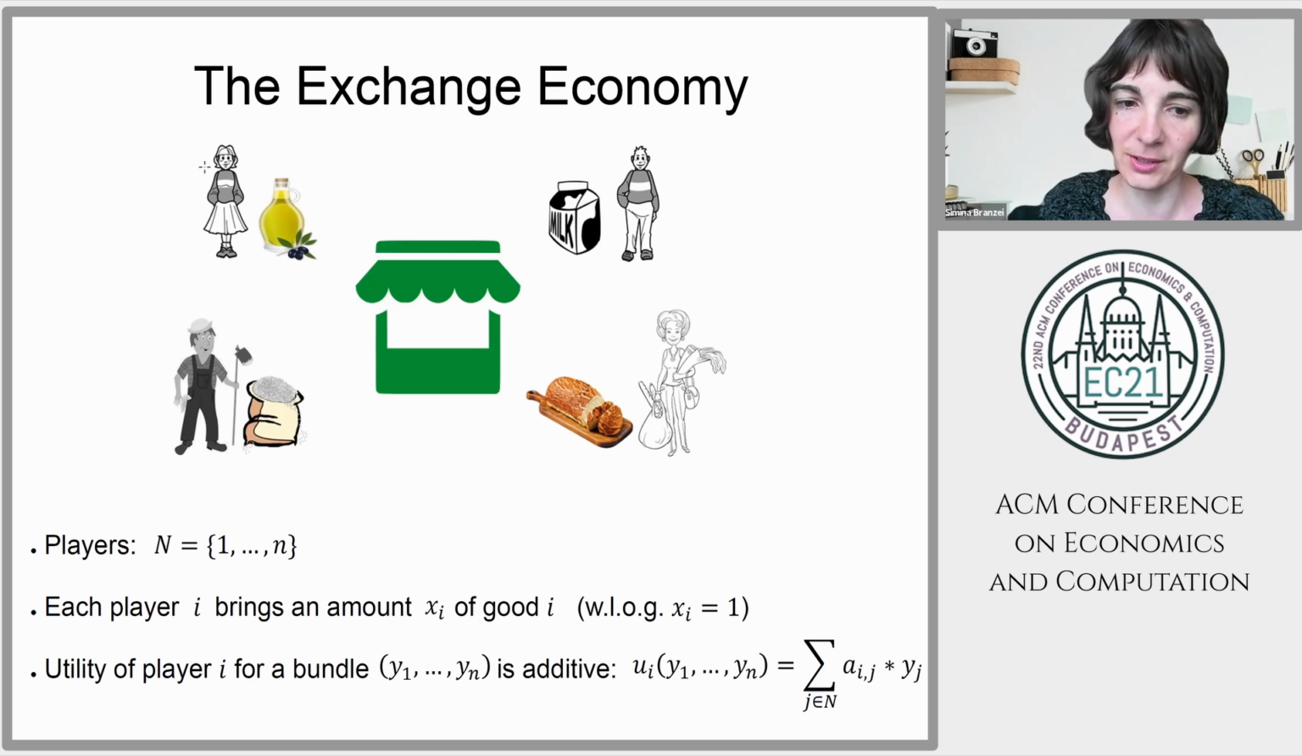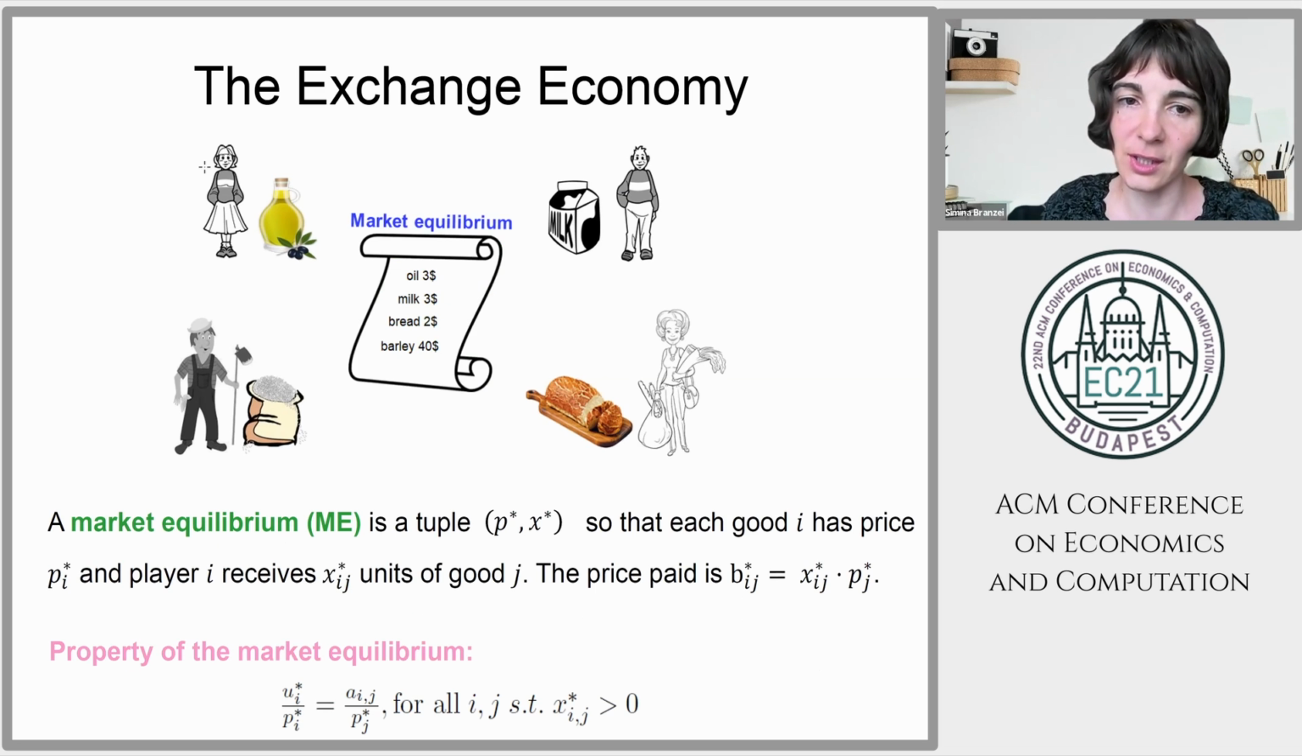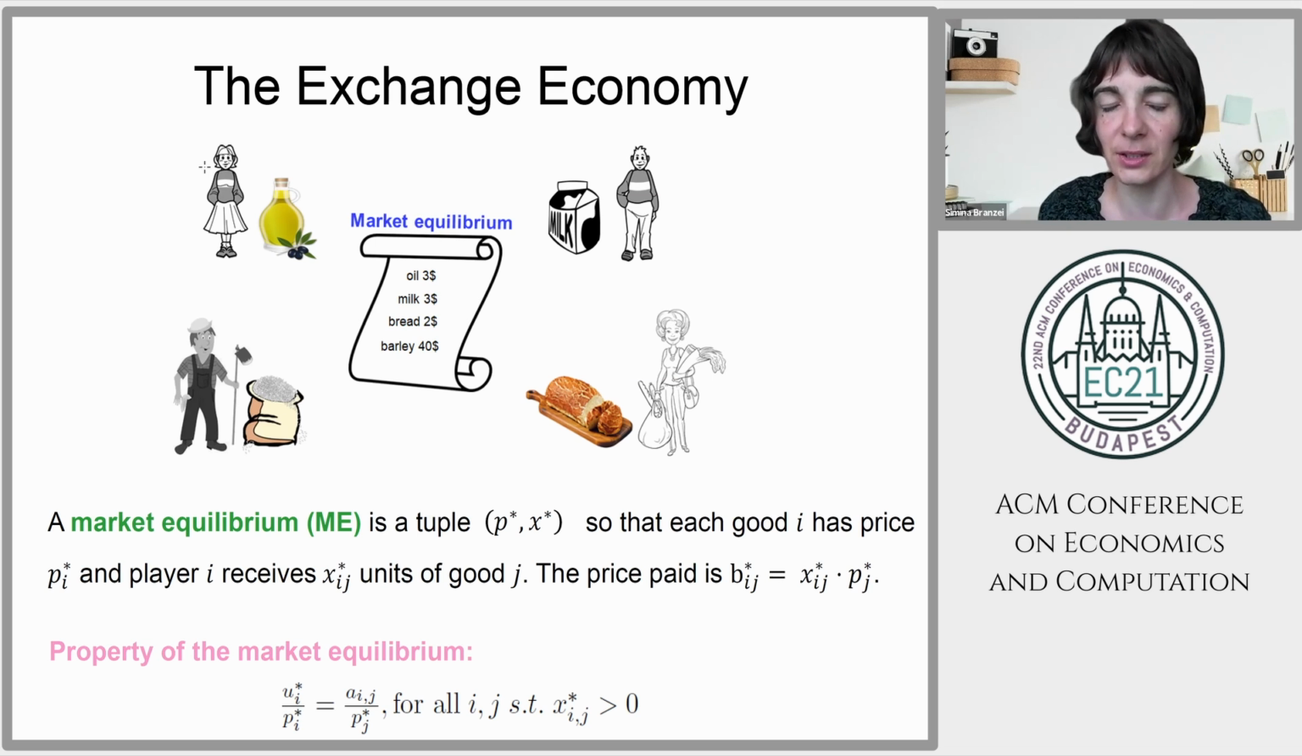The utilities of the players are additive. So given a bundle y_1 to y_n, the utility of player i will be given by some coefficients a_ij. So it will be the sum of a_ij times y_j, where a_ij is the value of player i for 1 unit of good j. And we will be interested in outcomes known as market equilibria, where trade takes place efficiently. So these will be given by a tuple of prices p star and allocations x star, so that at these prices, each player sells the goods that they brought, and with the money obtained, purchases a bundle that they like best within what they can afford.